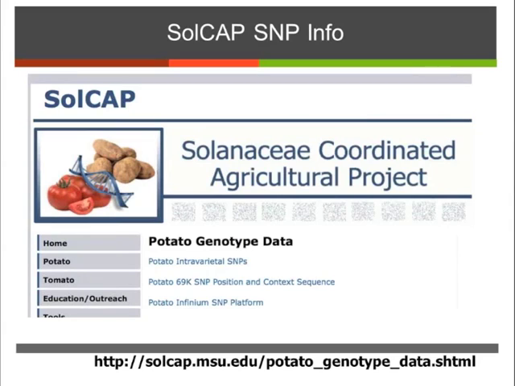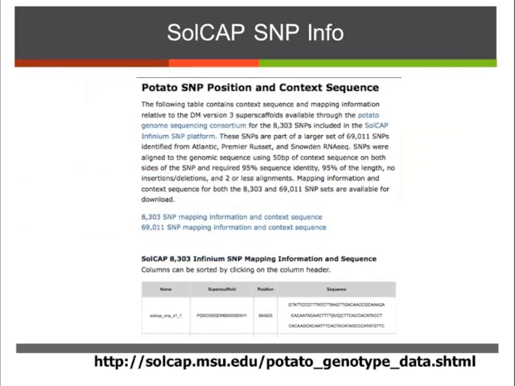The SolCAP site also has some data that's accessible, and what we have is some intravarietal SNPs we detected in the Sanger population. These aren't nearly as rich as our Infinium data, but we provide for download the 69,000 SNP information as well as the 8,300 SNPs that are on the Infinium array.